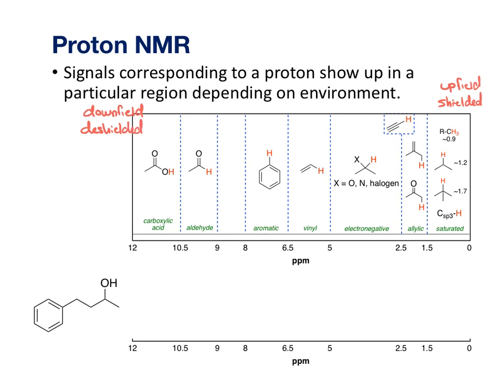If the proton is next to a carbon with a double bond, that falls in the allylic region. If it's on a carbon containing a heteroatom like oxygen, nitrogen, or a halogen, that shifts it downfield to about between 2 and 5. If it's directly on a double bond, that's in the vinyl region. If it's on an aromatic ring, it falls in the aromatic region. Then we have aldehydes and carboxylic acids. Alcohols and amines can show up anywhere.